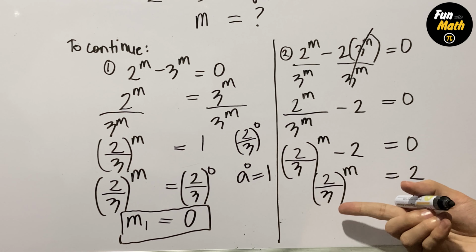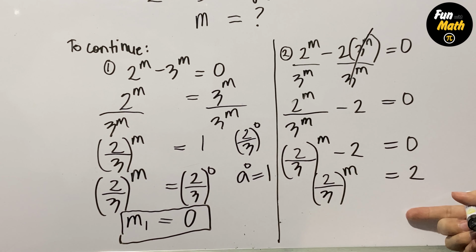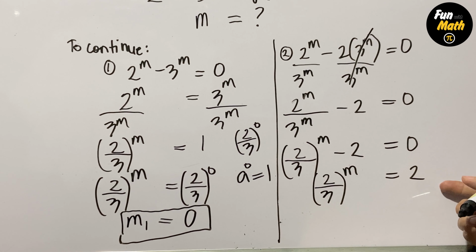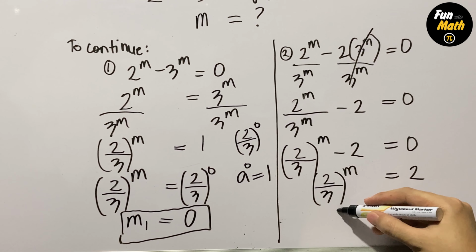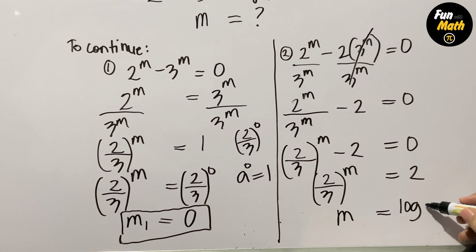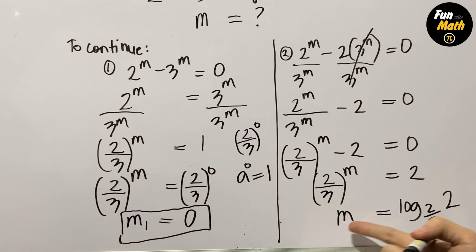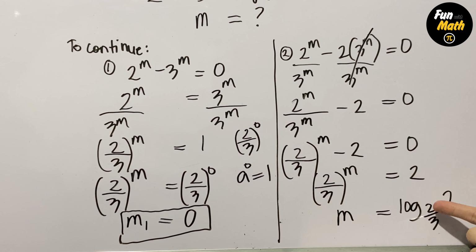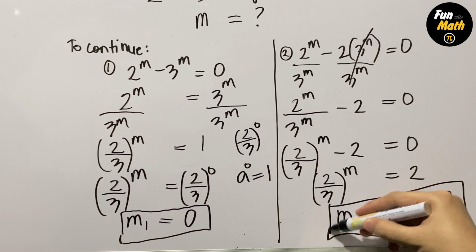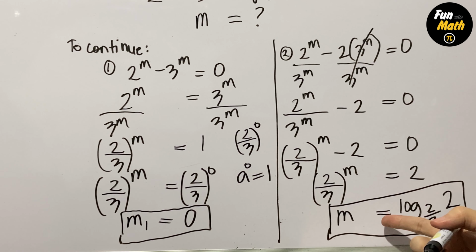Now for this, since it is impossible to have the same bases, let's put a natural log. For this one, we are going to convert it into a log. So this is m is equal to log base 2 over 3 of 2. Therefore, the value of m is equal to log base 2 over 3 of 2. And this is the answer for the second equation. M is equal to log base 2 over 3 of 2.